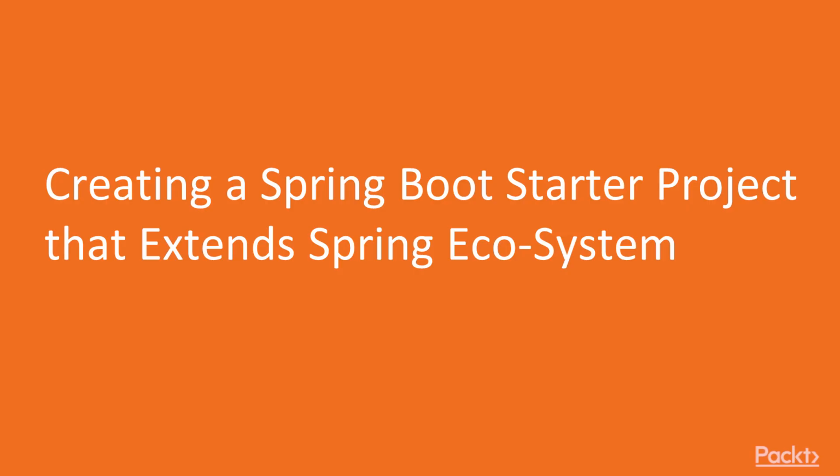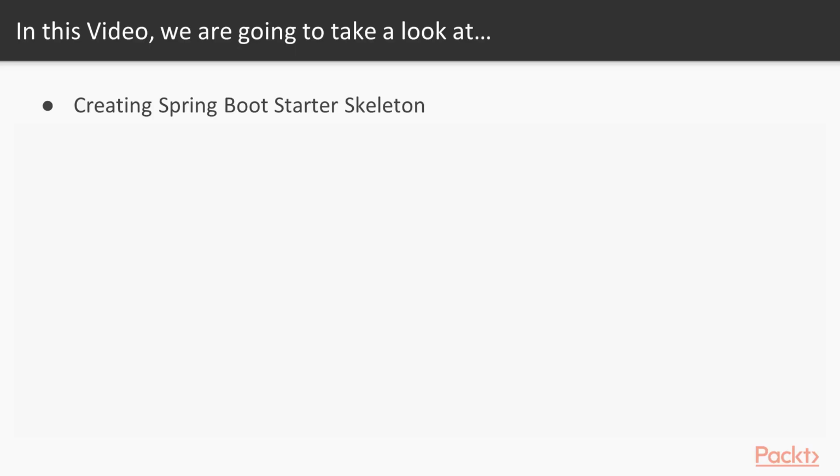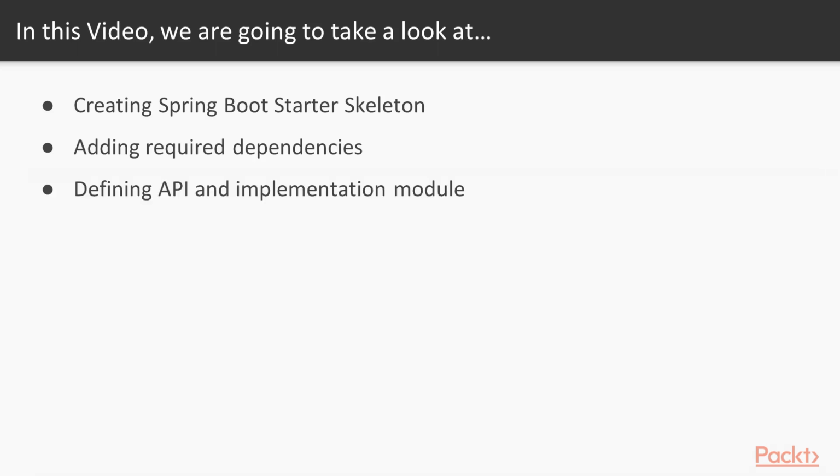This is the first video, in which we'll be creating a Spring Boot starter project that extends the Spring ecosystem. Firstly, we'll be creating the Spring Boot starter skeleton. We will create a skeleton project and also define the modules that are needed to achieve our goal. We'll be adding the needed dependencies for all modules, and we'll define the API and implementation modules. So let's go to the code.